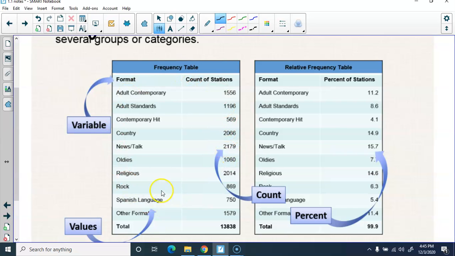The left table is called a frequency table, so that's just the straight count. And the right table is called relative frequency. If I was specifically looking here at the religious category, I would take 2014 and divide by the total, 13,838, to get this number here, 14.6%. So that's just relative to the total, which is why it's called relative frequency.